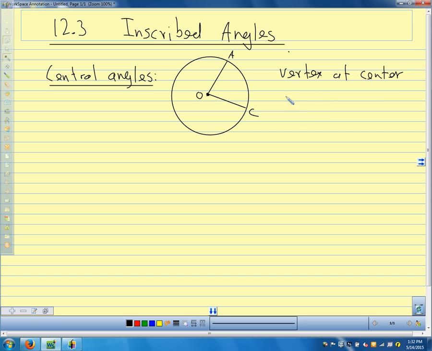So no worries. So the vertex at the center, the angle, and the arc are equal. So if this is a 50-degree angle, this is a 50-degree arc. This is an 80-degree angle, that's an 80-degree arc.